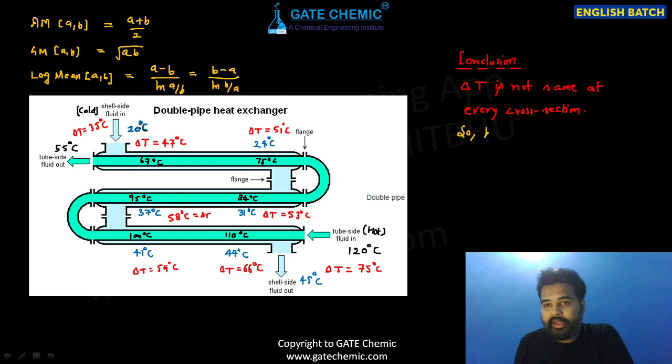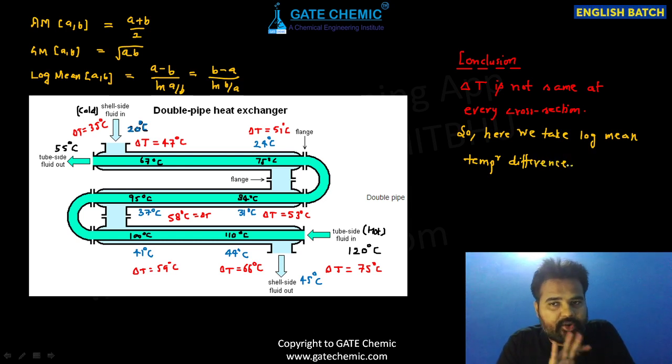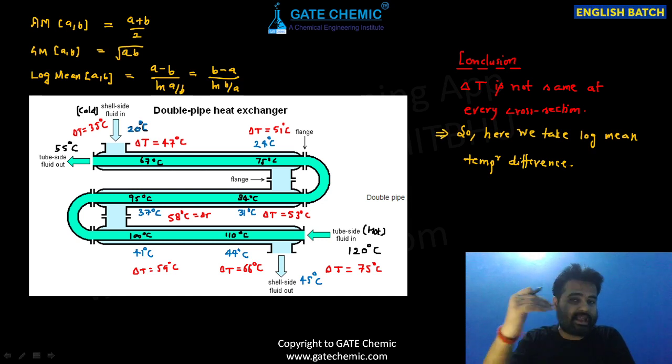So here we take the log mean of the temperature difference, that is termed as log mean temperature difference. Why are we taking this? Why are we not taking the arithmetic mean or geometric mean? Don't worry, I will prove it with a beautiful derivation in my subsequent lectures. The name of that lecture will be derivation of LMTD.